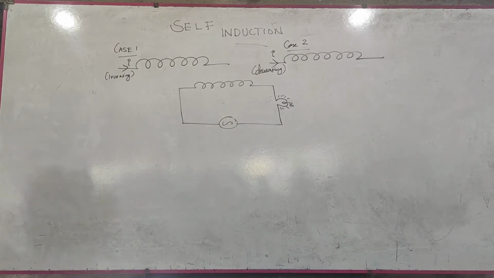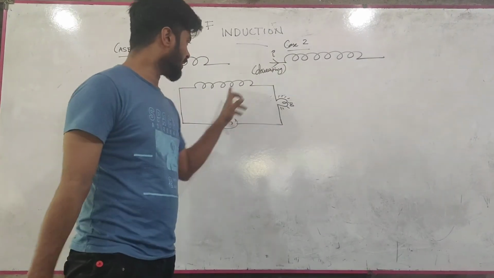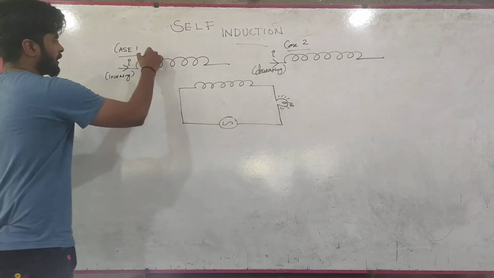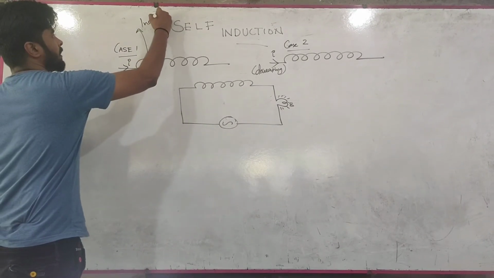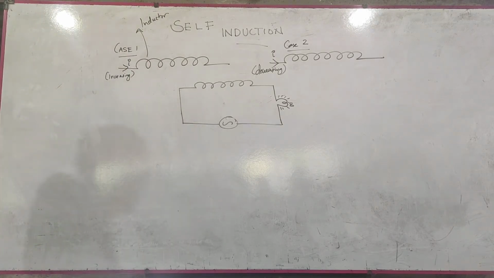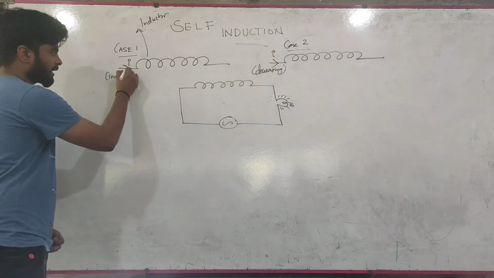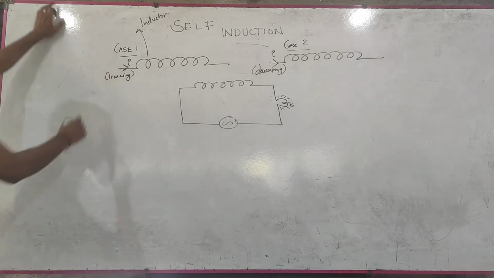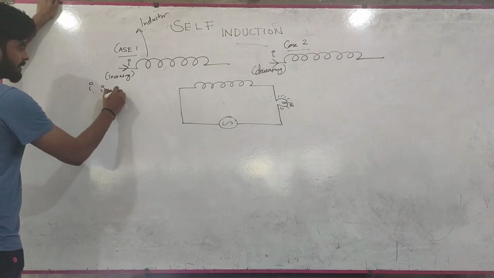In self-induction, there will be only one coil. You can see only one coil in the diagrams. And this coil is what is called an inductor. So, in case 1, you can see there is a current coming to the coil, to the inductor. And this current is increasing. They have said the current is increasing.